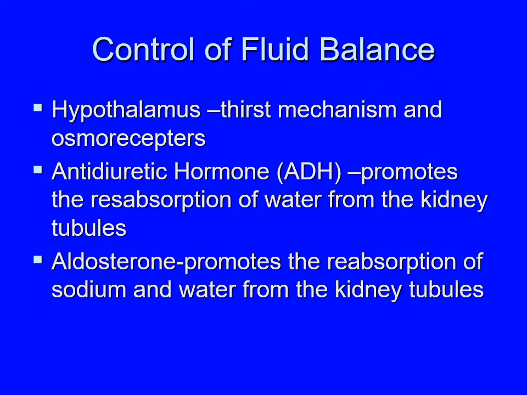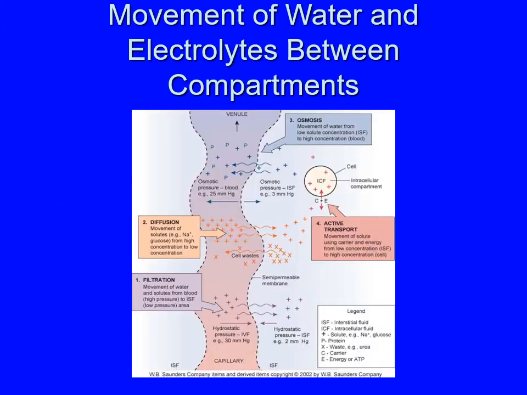Control of fluid balance, the control center is the hypothalamus, and the hypothalamus has osmoreceptors that respond to changes in solute concentration in fluids such as blood, plasma. ADH is a hormone that promotes the reabsorption of water from kidney tubules, and aldosterone, we know, promotes the reabsorption of sodium, and with it comes water from kidney tubules.